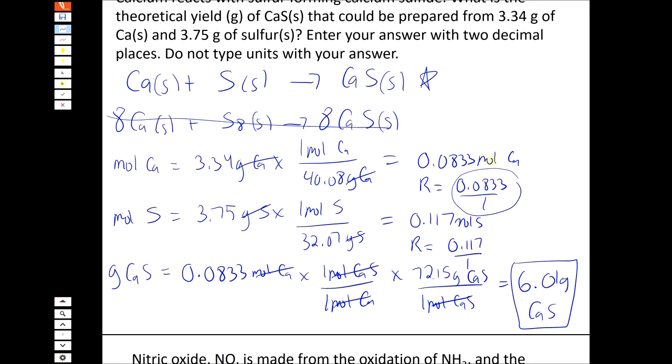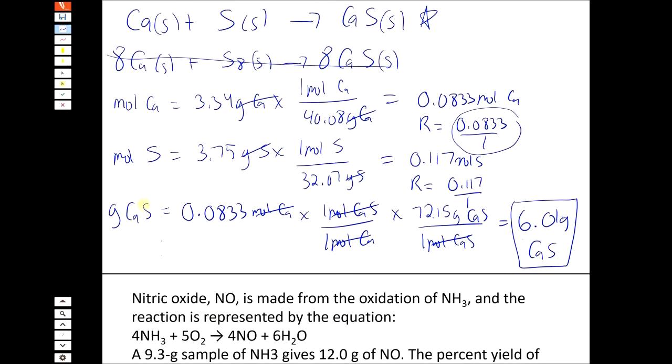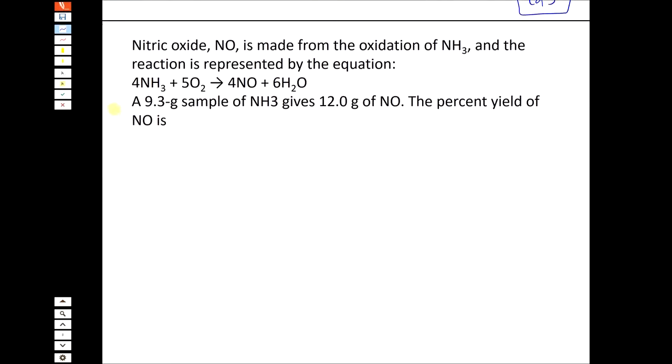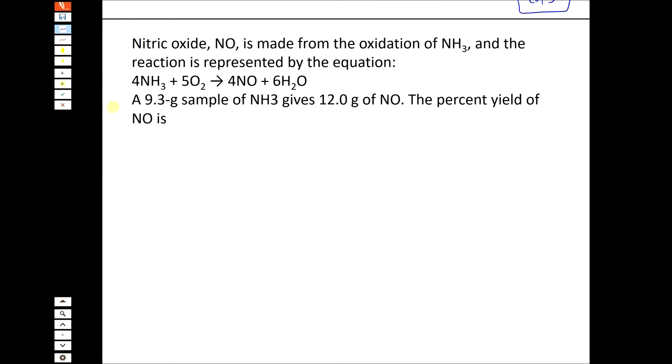You have to figure out moles of each reactant, divide by the coefficient. Once you identify a limiting reactant, everything starts from there. So this one is a very simple one, but now it asks us to calculate percent yield. So here we're making nitric oxide from the oxidation of NH3. And actually this one doesn't require us to figure out limiting reactant.